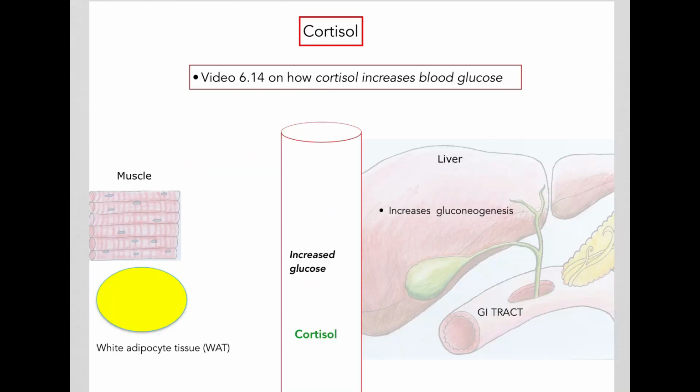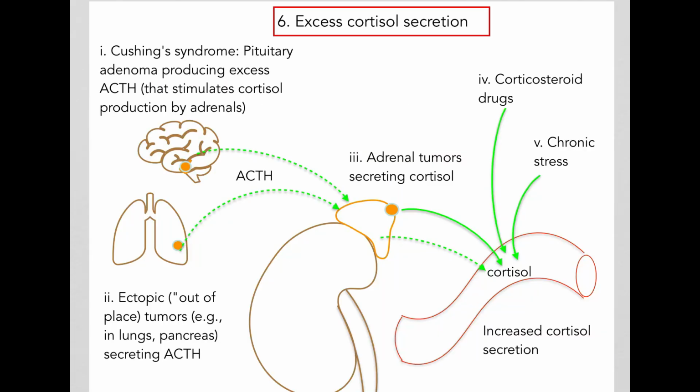Another hormone that affects glucose metabolism is cortisol. So in 6.14, we saw how cortisol, once again, like glucagon and catecholamines, increases your blood glucose. So cortisol increases blood glucose. So it makes sense that if there's any disease or condition that increases cortisol secretion, that is going to lead to hyperglycemia.